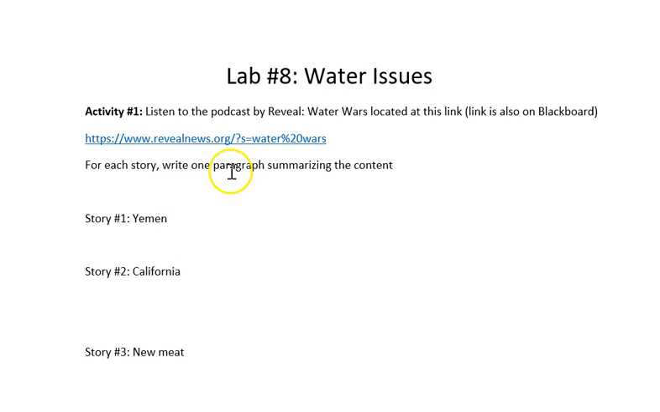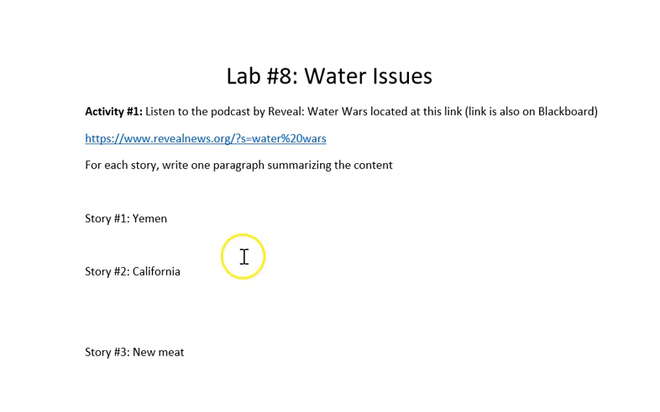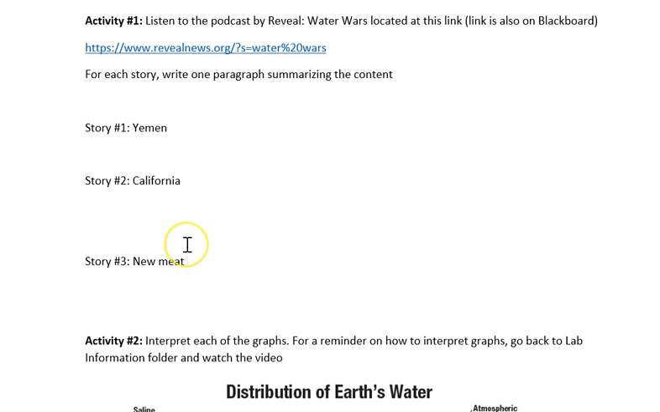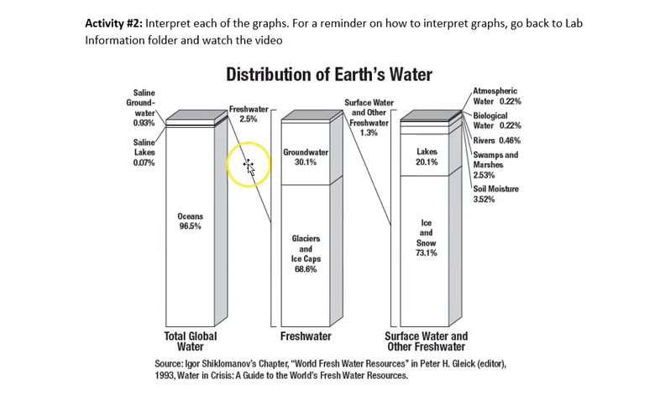What you're going to do now is listen to a podcast on water wars, and here's the link. Again, if you can't get to the link from the lab, you can go back to the folder for Lab 8 and the link is there. There are 3 stories that they talk about in the podcast, so you're going to need to summarize those in 1 paragraph each. Then you're going to go through interpreting graphs.